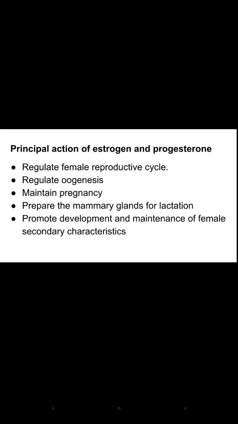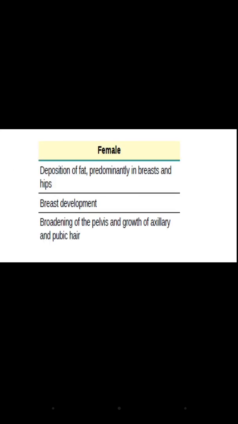Then they regulate oogenesis, which is the formation of gametes in the ovaries. Then maintenance of pregnancy, and preparing the mammary glands for lactation. Then they promote the development and maintenance of the female secondary characteristics. What are these? Fat deposition in the breast and the hips, development of the breast, pelvis broadening, and the growth of axillary hair and pubic hair. So we discussed the principal actions of estrogen and progesterone.